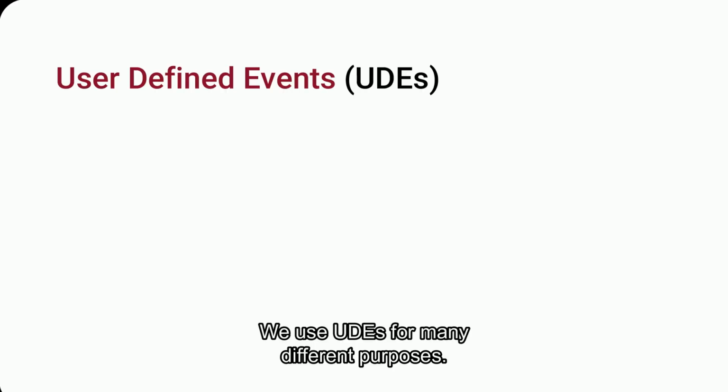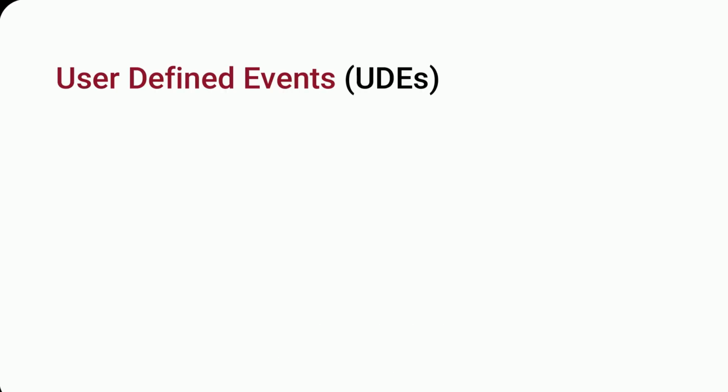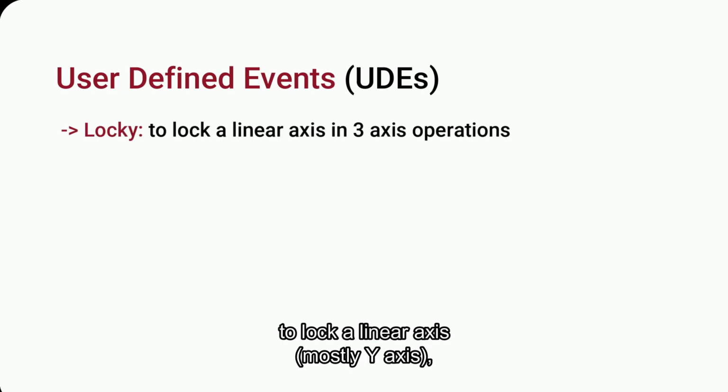We use UDEs for many different purposes. For example, we use them to lock a linear axis, mostly y-axis, in 3-axis operations in Milturns and 5-axis milling machines. By doing so, we can perform the 3-axis milling operations by using the c-axis instead of y.